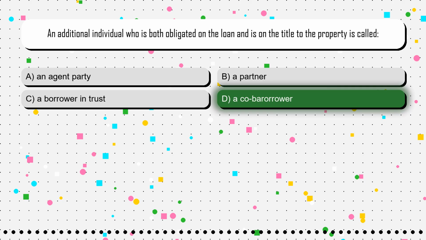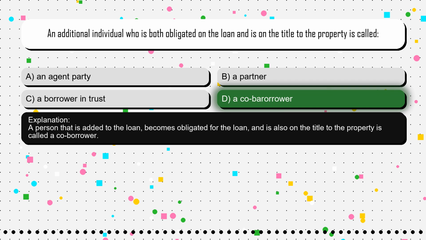The correct answer is option D, a co-borrower. A person that is added to the loan, becomes obligated for the loan, and is also on the title to the property is called a co-borrower.